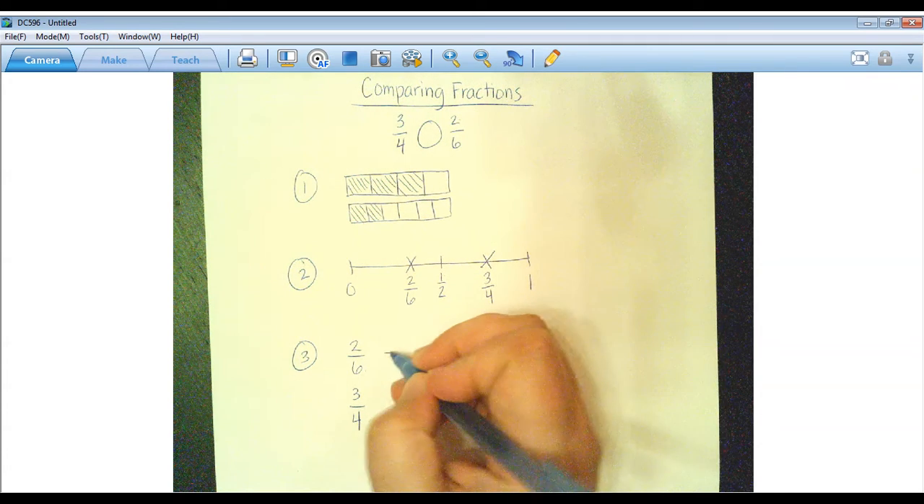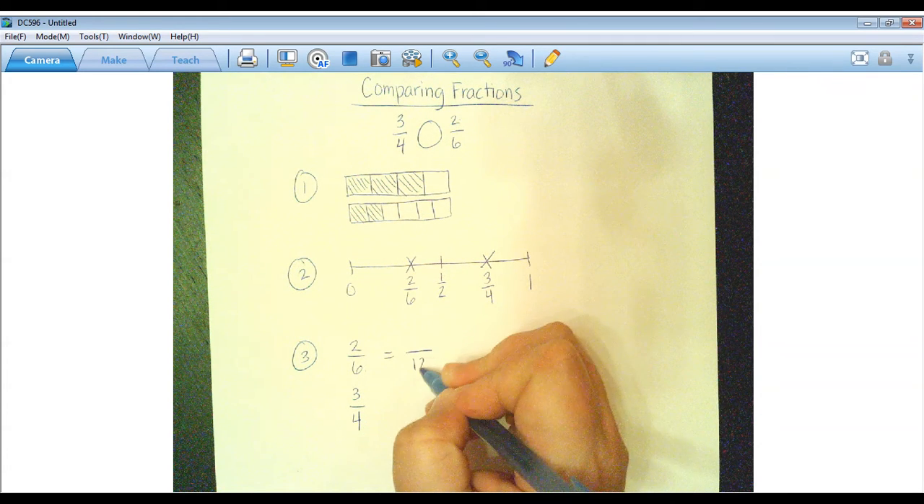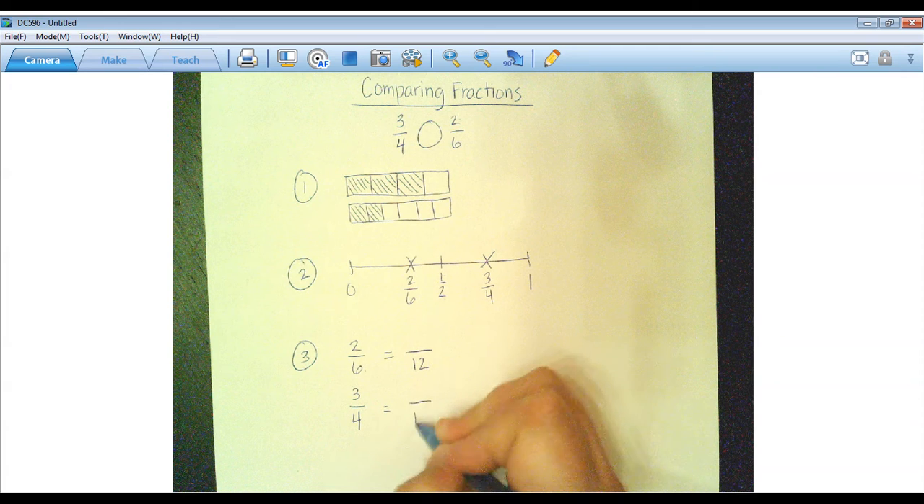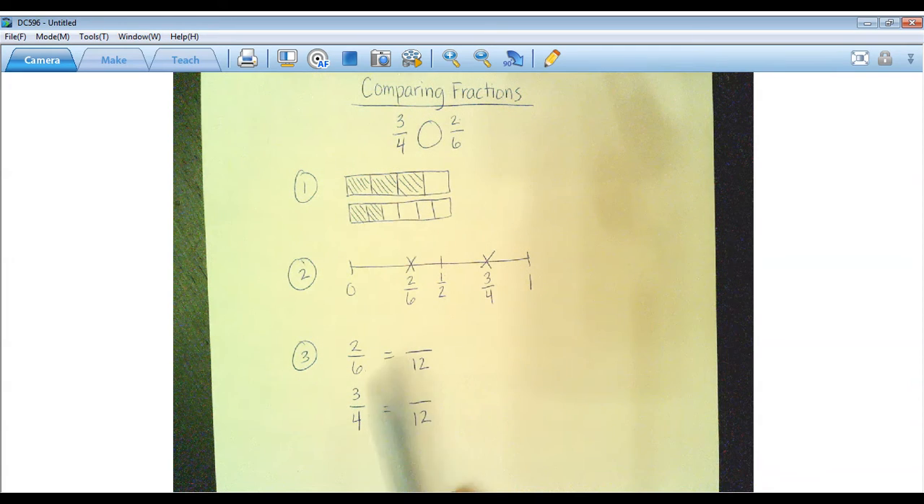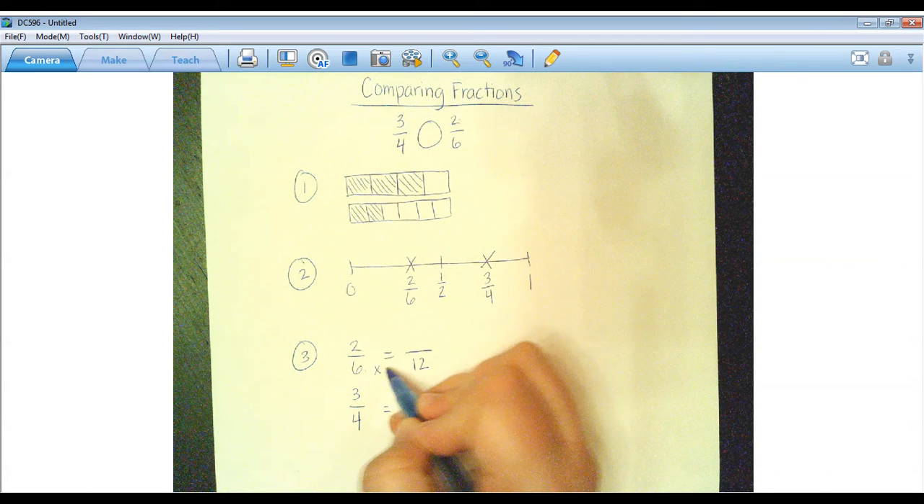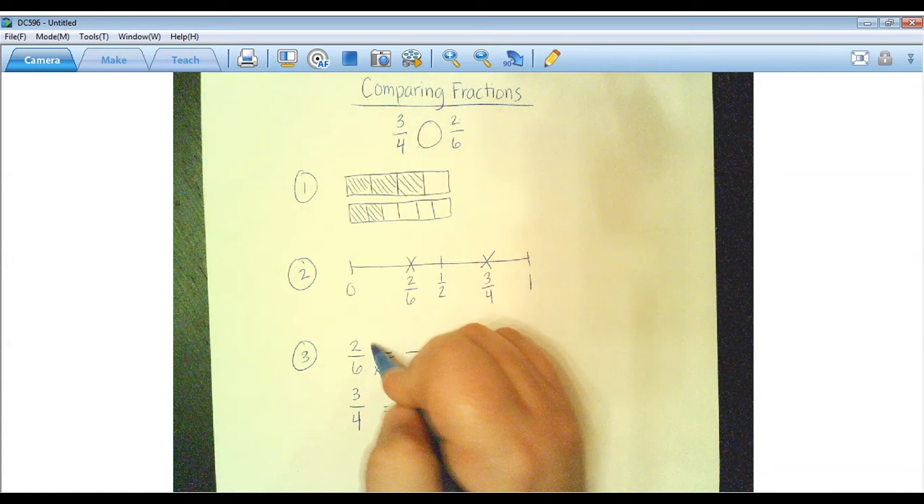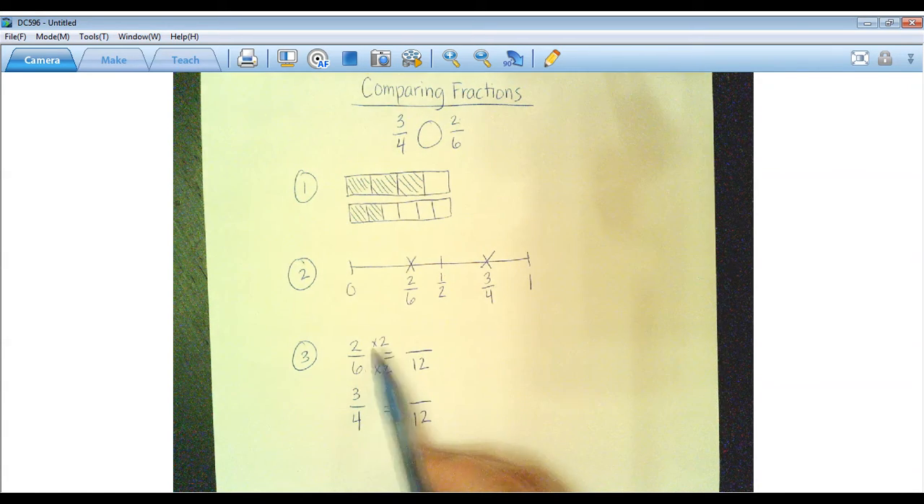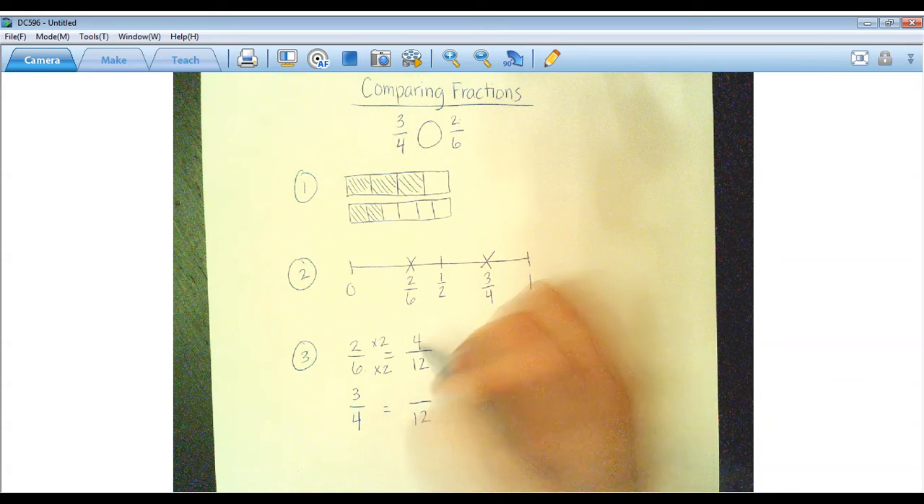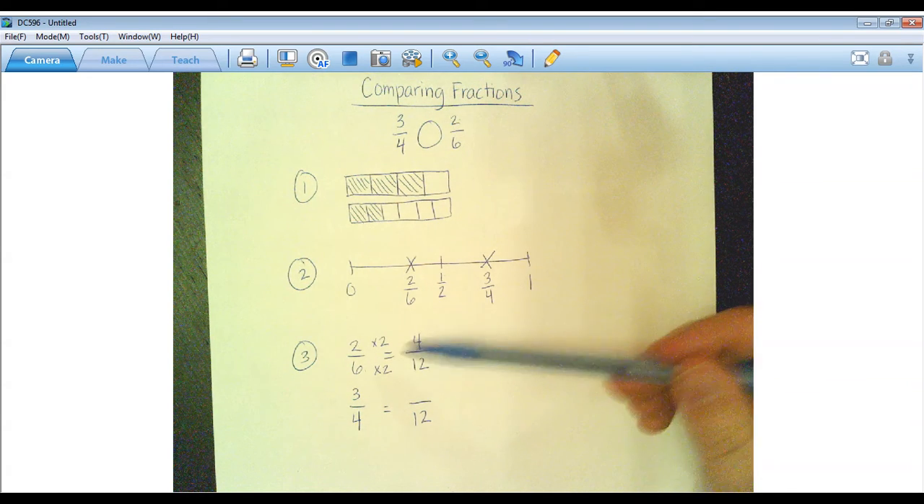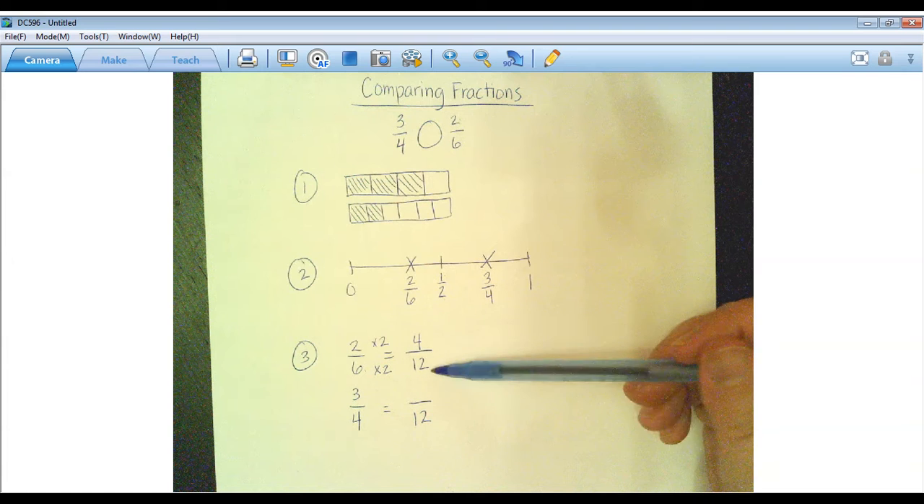So I'm going to change both of these fractions to have a common denominator of 12. So again, we want to think, how do I jump from 6 to 12? I know that I need to multiply by 2. And whatever I do to the denominator, I have to make sure to do to the numerator. And 2 times 2 will give me 4. So I know that 2/6 is equivalent or equal to 4/12.